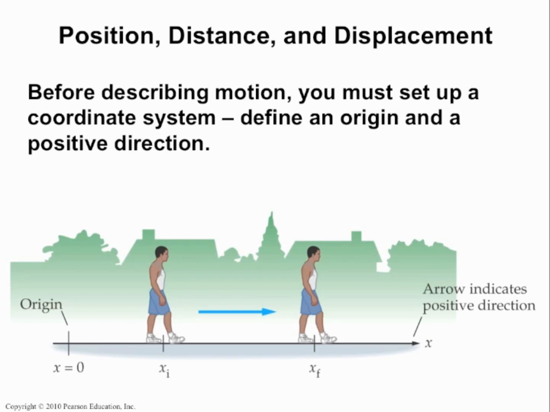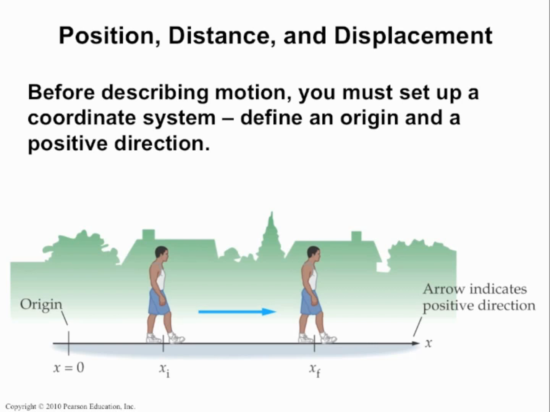Position, distance, and displacement. Before describing motion, you must set up a coordinate system, that is, define an origin and a positive direction. And so here we have a guy walking eastward, or we could say he's walking in the positive direction. We define an origin, and here the origin is just that tree over there on the far left. It doesn't mean that he has to start his walking at the origin. But the origin is going to define positive and negative directions. Everything is in reference, in relation to that origin.